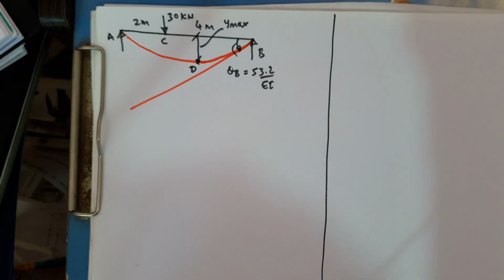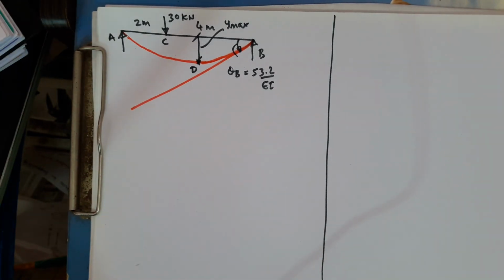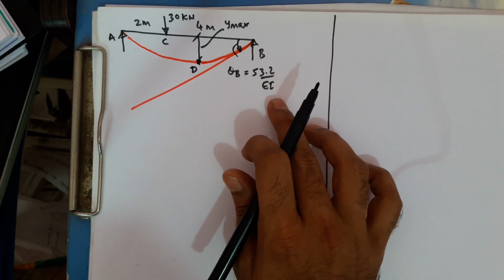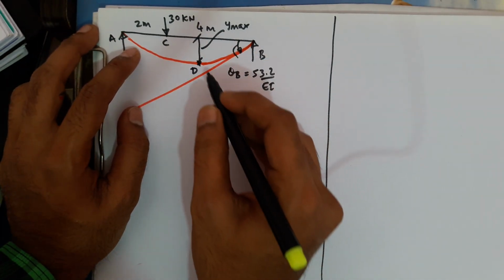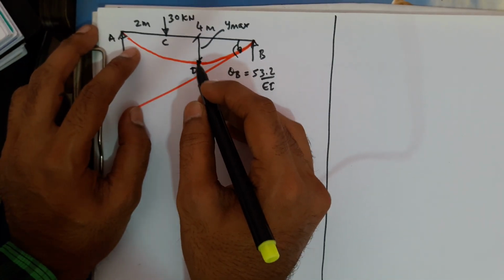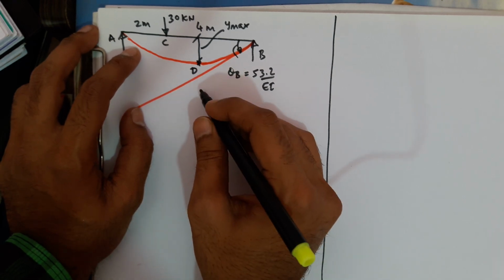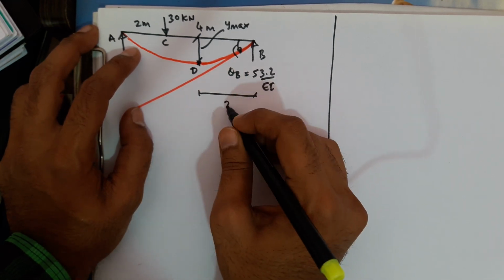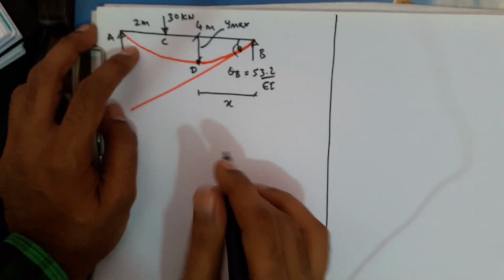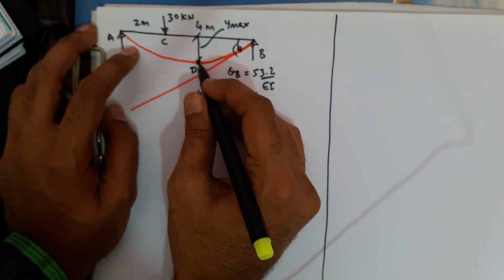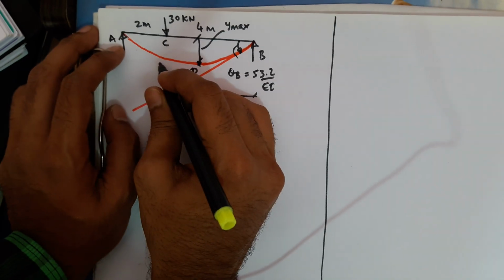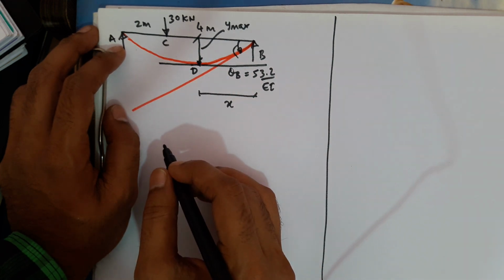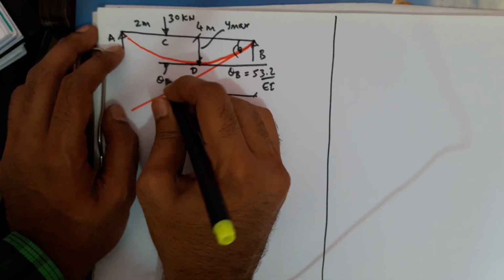Okay, here we have determined theta B, which is 53.2 by EI. Now we have taken a point in portion CB. We have taken point D. We are assuming that at point D you will have maximum deflection, which is at a distance x from B. We know from the basics that at maximum deflection the tangent will be horizontal, or theta D will be equal to 0.